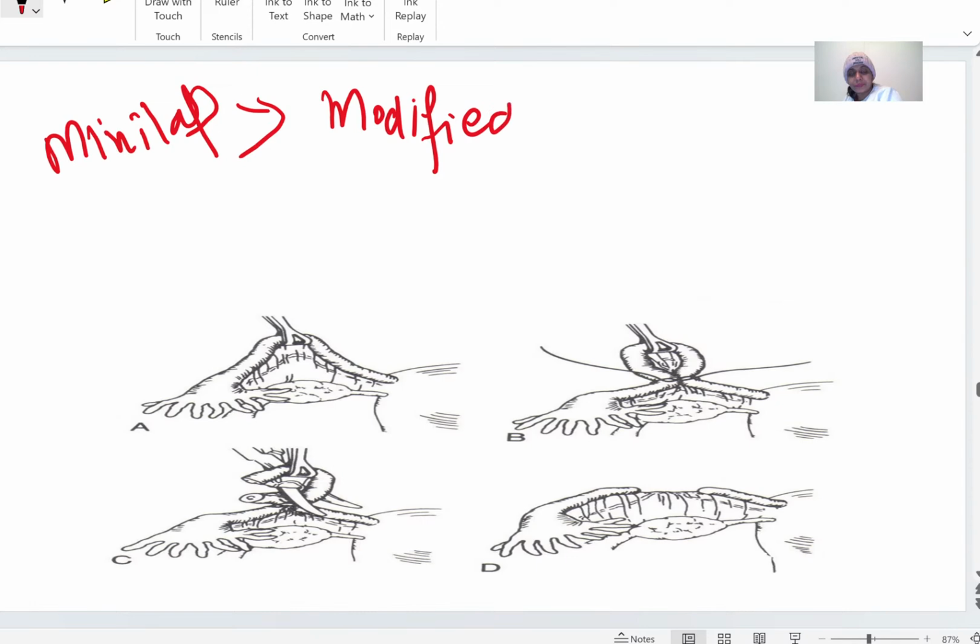मॉडिफाइड पोमरॉय, मॉडिफाइड पोमरॉय, ओके, मोस्ट कॉमनली डन प्रोसीजर, ओके। ये फोर्सेप का नाम क्या है? इस फोर्सेप का नाम क्या है जिससे पकड़ा हुआ है फॉलोपियन ट्यूब को?